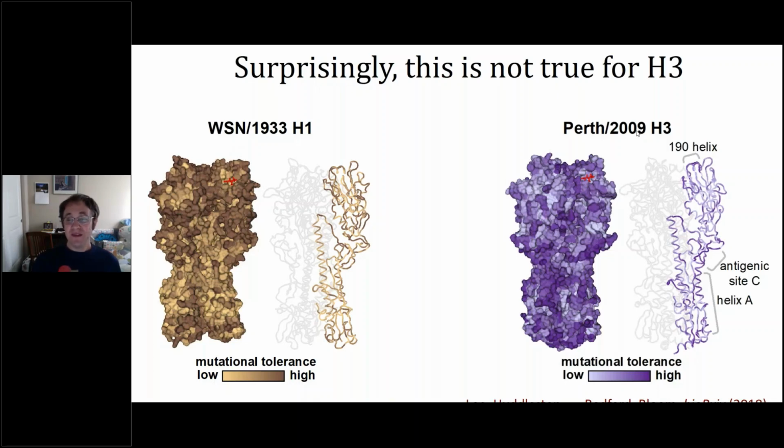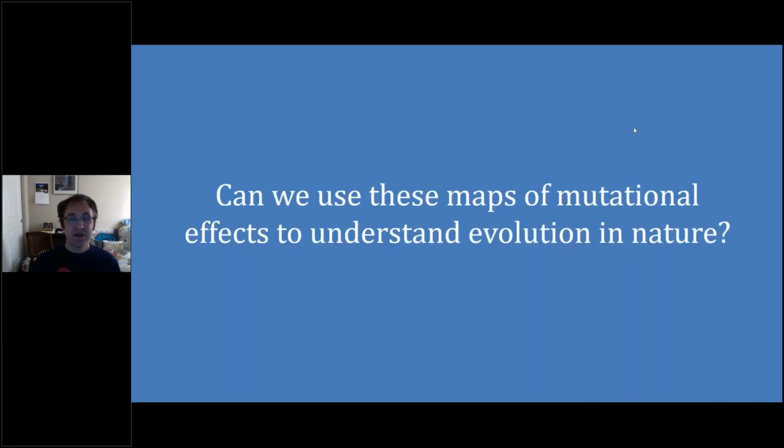So now that we have these data for the mutational tolerance of the Perth 2009 hemagglutinin, we might want to ask, can we use these maps of mutational effects that I've just described to better understand the evolution of the virus in nature? This, of course, is the real goal of doing these experiments, because we really care about influenza not in MDCK or A549 cells, but in humans.